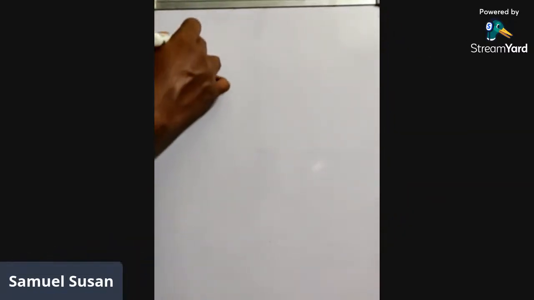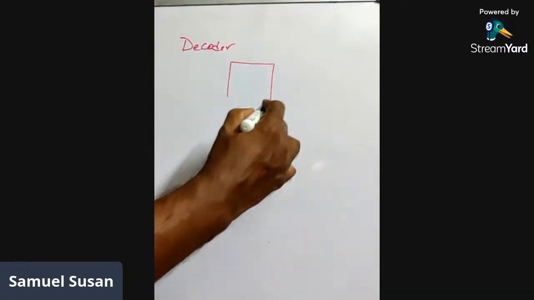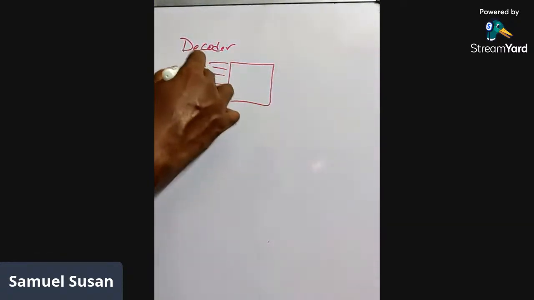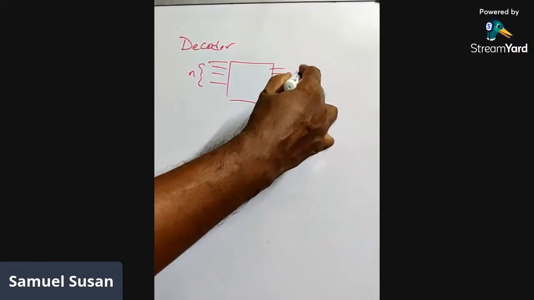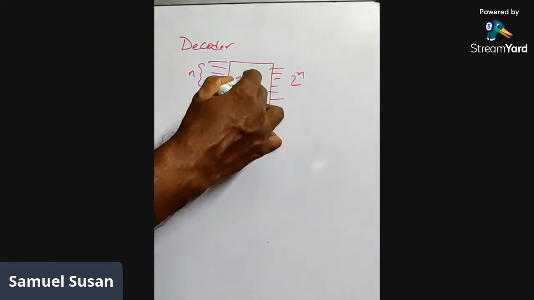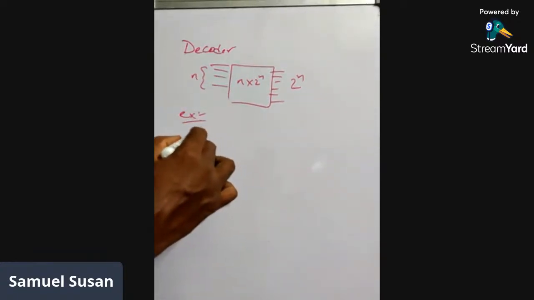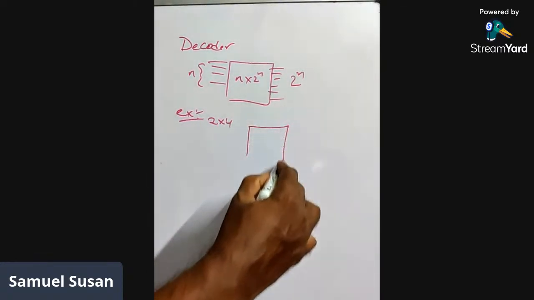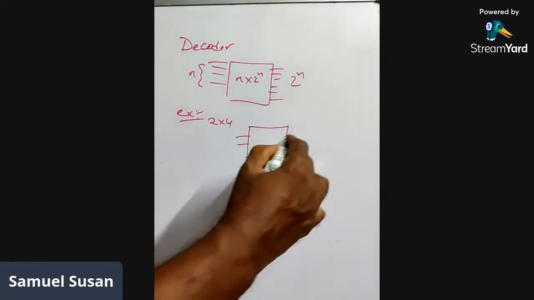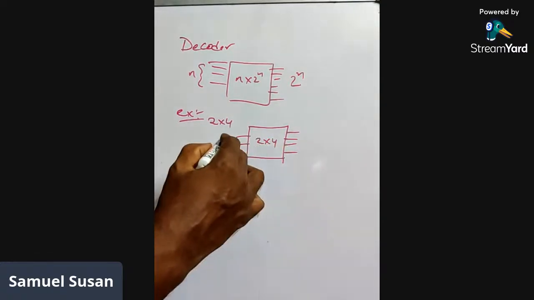Okay, switch to that. So decoder, generally the block diagram is it has some n inputs and a maximum of 2 power n outputs. So we call it n cross 2 power n. As an example, we can take a 2 by 4 decoder. A 2 by 4 decoder means this decoder has 2 inputs and 4 outputs. We simply call it a 2 by 4 decoder.